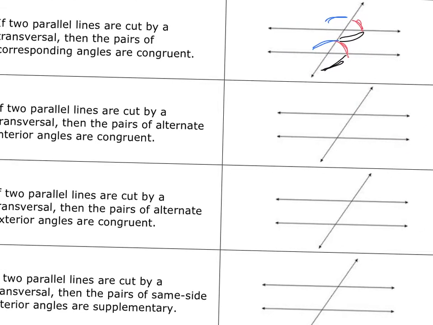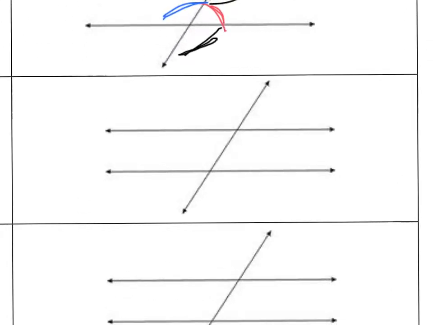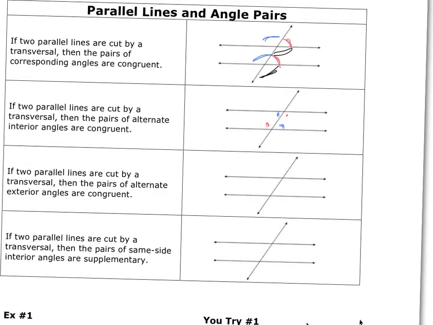Your second one is going to be alternate interior angles. Alternate interior angles are going to be something like this. You could have an angle here, and its alternate interior angle would be here. Or similarly, you could have an angle here, and its alternate interior angle would be over here. This is just what we learned last class.